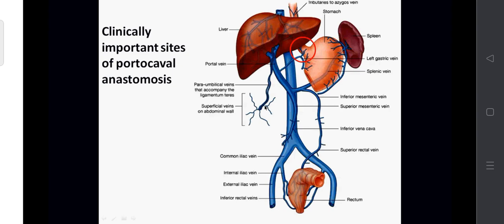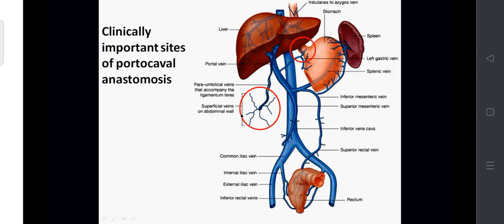Another important site of portocaval anastomosis is the umbilicus. We have discussed that the paraumbilical veins, which are present in the falciform ligament, are the tributaries of the left branch of portal vein. So they will carry the blood from the level of umbilicus to the left branch of portal vein. Umbilicus is a watershed line in normal conditions.